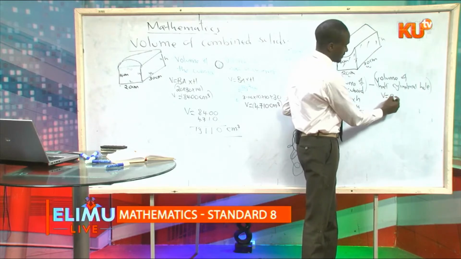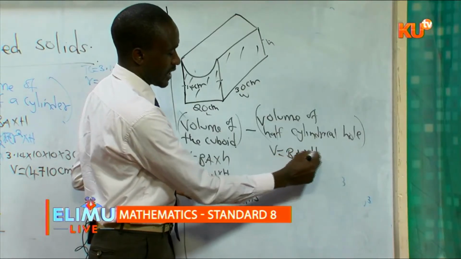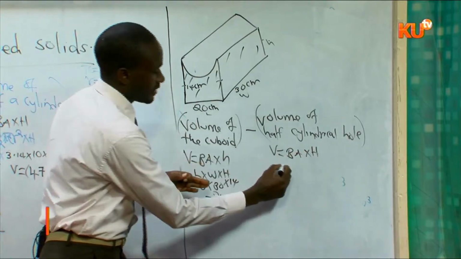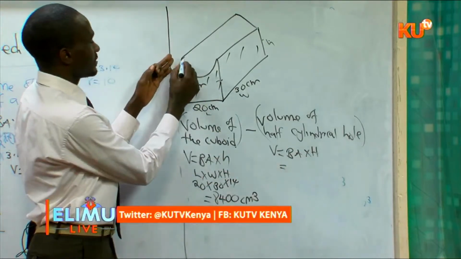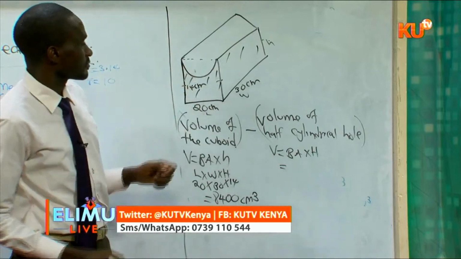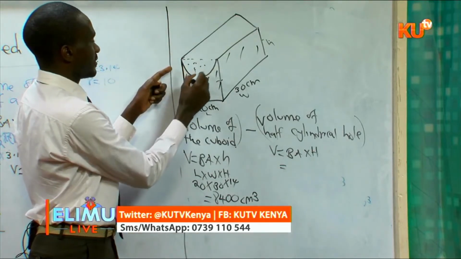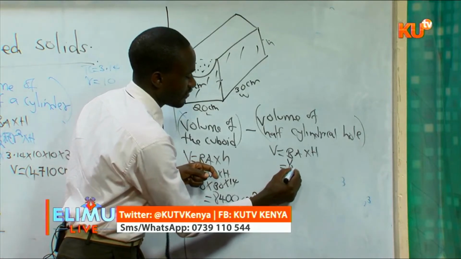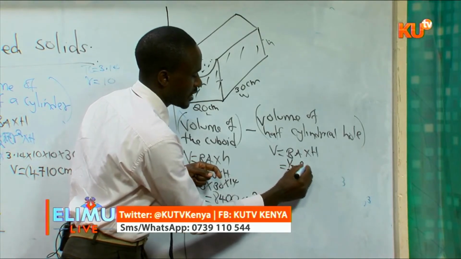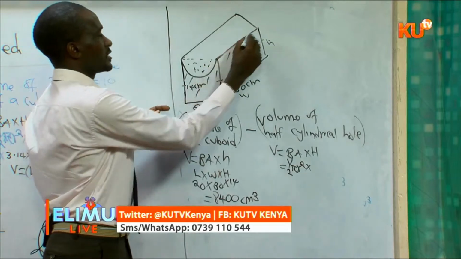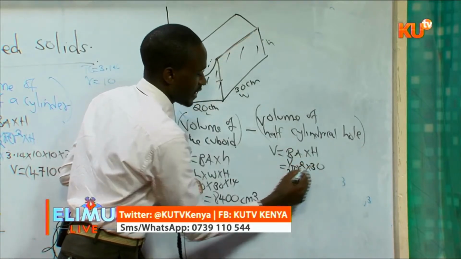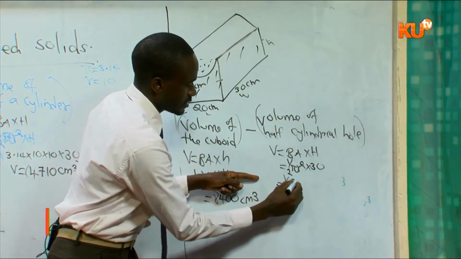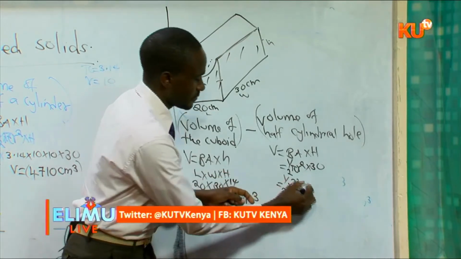Then let's go to half a cylindrical hole. Volume is base area times height. The general formula, then base area here is this one. This is the base area. It is half a circle. So area of a circle is half pi r square, then times height, which is 30. Then now we say half times 22/7.